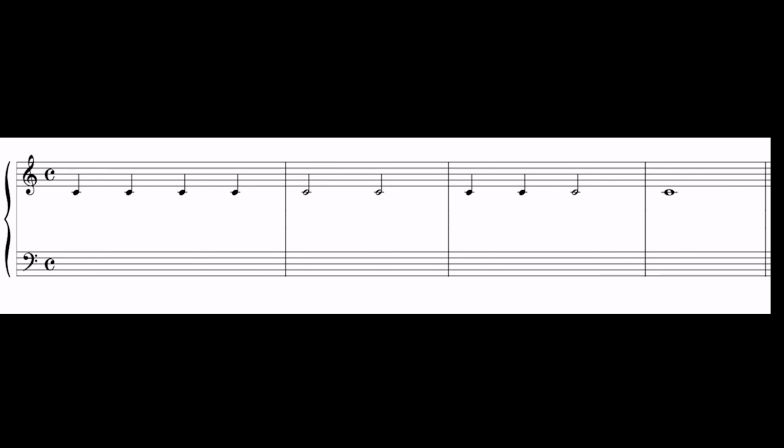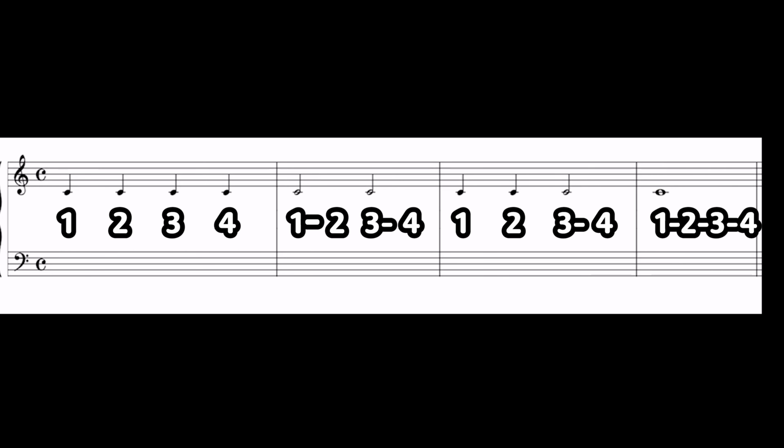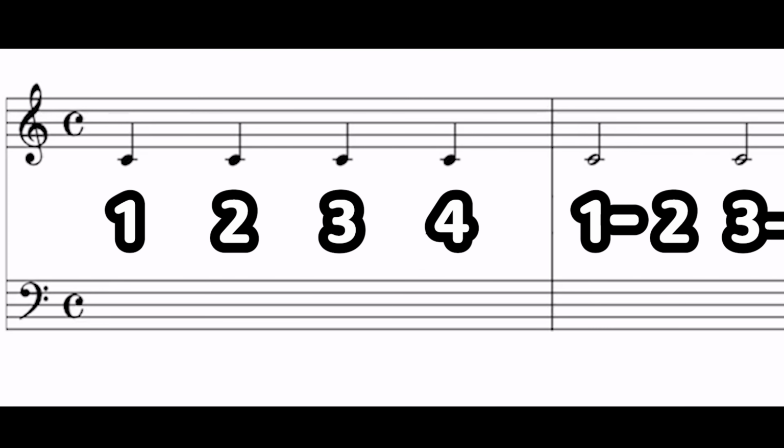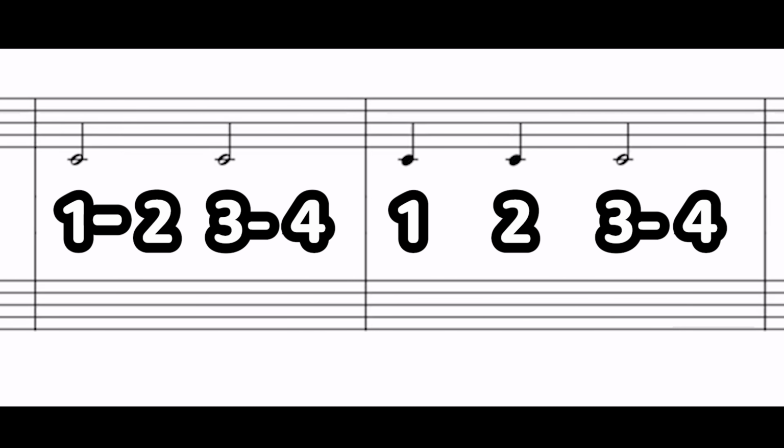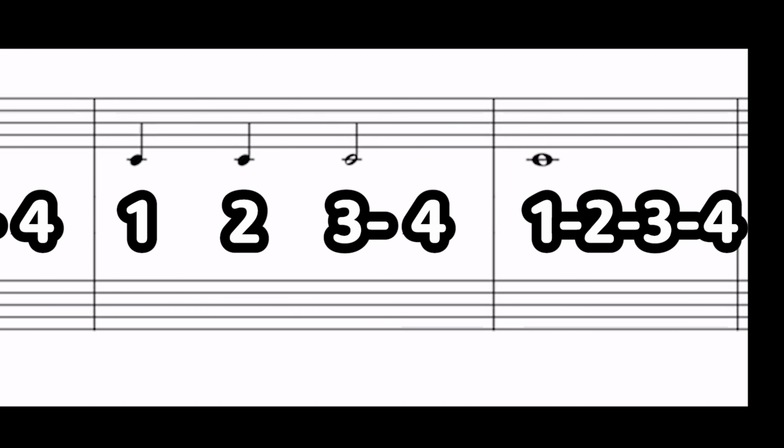Now, let's delve into an example written in 4 quarters time that incorporates various rhythmic values. We'll break down how to count through it. Look at the counts below the staff. Each quarter note has 1 number, representing 1 beat. Each half note has 2 numbers, indicating 2 beats. And each whole note has 4 numbers, representing 4 beats.